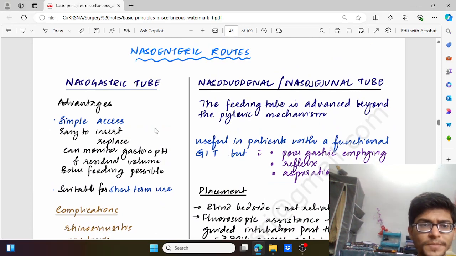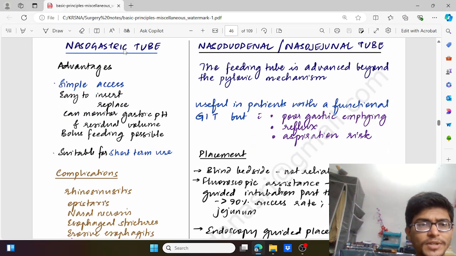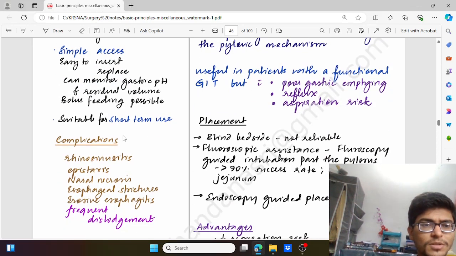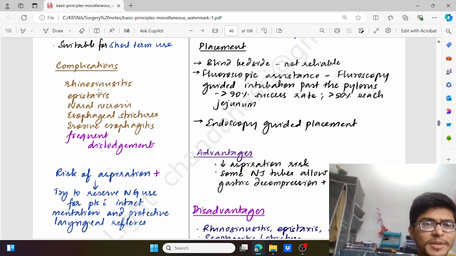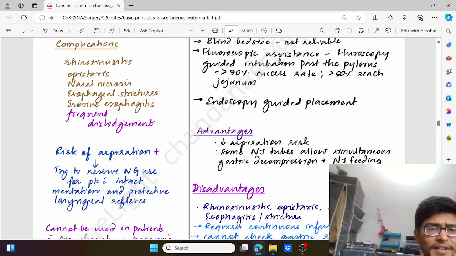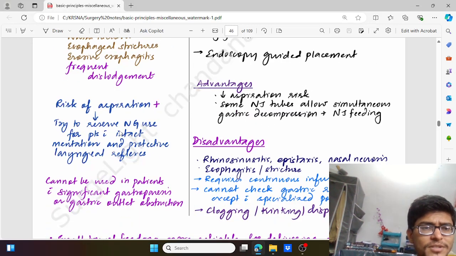So nasoenteric routes, that is nasogastric, nasoduodenal or jejunal. Advantages of nasogastric: it is simple access, easy to insert, we can work comfortably, and it is easy to monitor gastric pH and residual volume. Bolus feeding is also possible and suitable for short term use. What are some complications? Since it goes through the nose: rhinosinusitis, epistaxis, nasal necrosis. These are some of the nasal complications. Then we have esophageal strictures or esophagitis, that is erosive esophagitis, and chances of frequent dislodgement. There will also be some risk of aspiration.